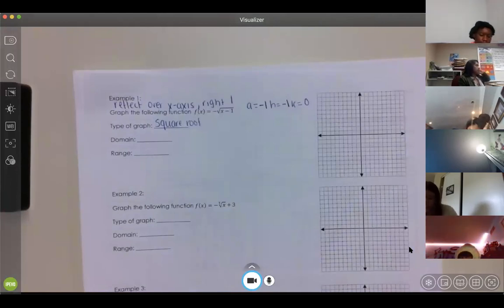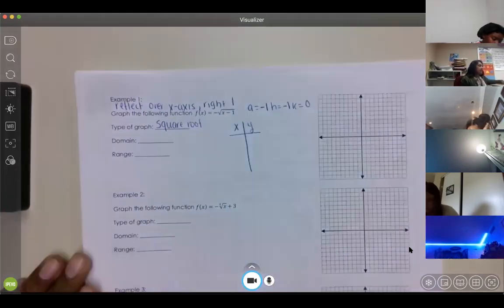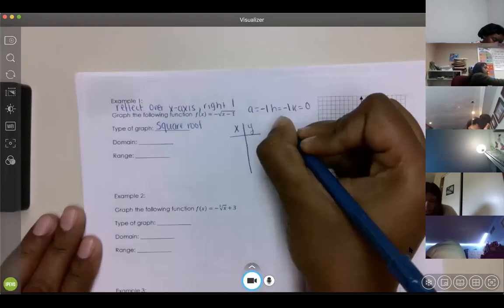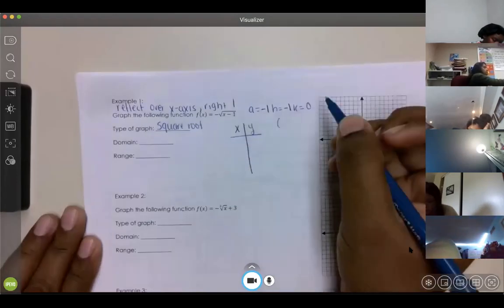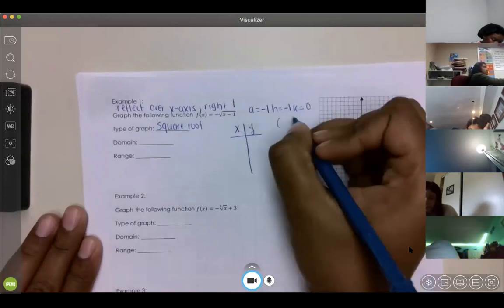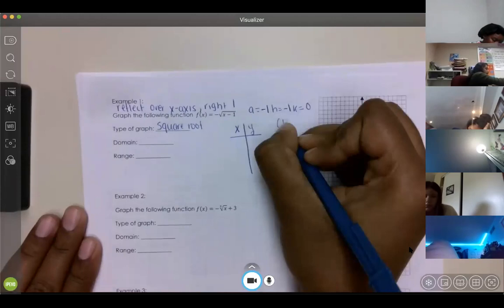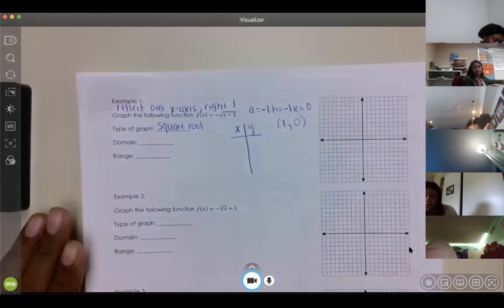All right, so let's go ahead and draw a table of values for our graph. This is why we need a starting point, because that's what's going to tell me where my table of values is going to start. So your starting point is always h comma k, where it's the opposite sign for h. So the opposite of -1 is +1, and then k, so 1 comma 0.